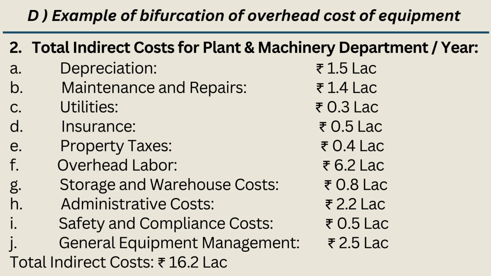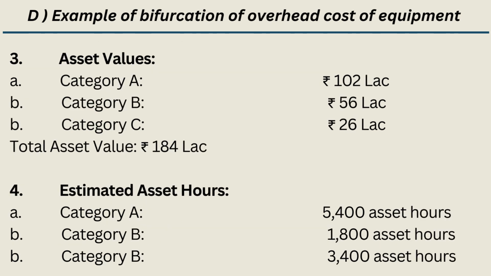General equipment management, 2.5 Indian rupees lakh. Total indirect costs, 16.2 Indian rupees lakh. 3. Asset values. Category A, 102 Indian rupees lakh. Category B, 56 Indian rupees lakh. Category C, 26 Indian rupees lakh. Total asset value, 184 Indian rupees lakh.